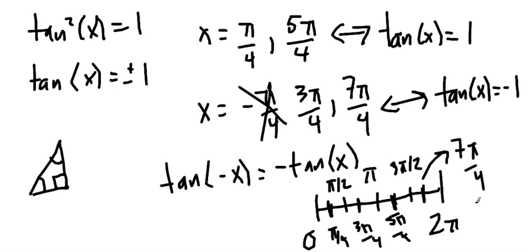Notice I don't care about where tangent of x is undefined because that has nothing to do with our original equation. Our original derivative was cosine squared minus sine squared. That was always defined. The only reason we introduced tangent was in order to solve this equation. Great.